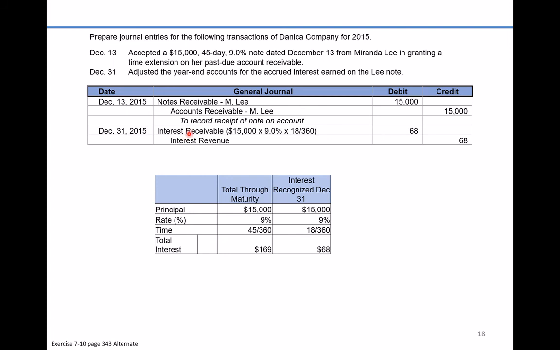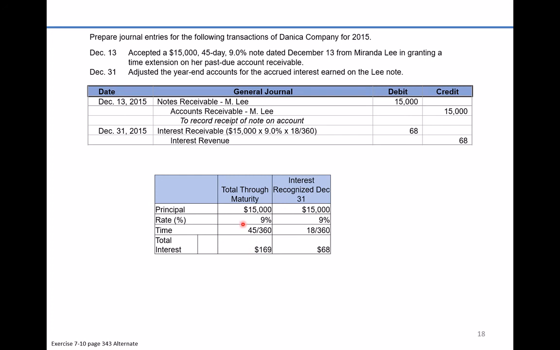But why are we not debiting cash here on December 31st? Why are we debiting instead a new asset called interest receivable? Well, when does the customer pay off this note? In 45 days. So in 45 days we'll get the total $15,000 back plus interest for the entire 45 days of $169.